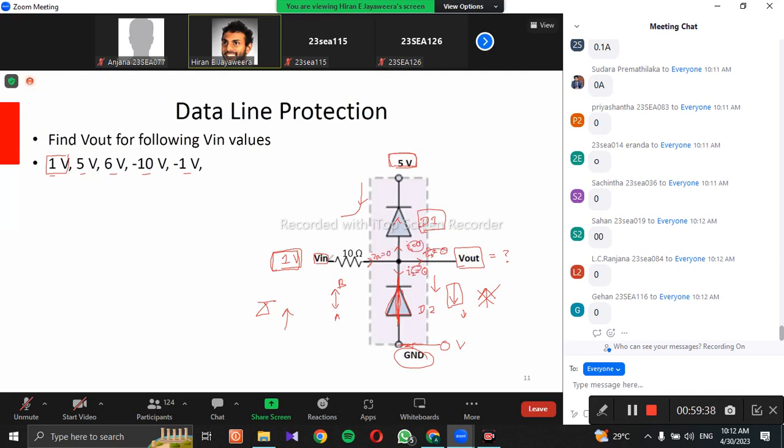So then what can you say about the potential at this point? It's the same as the potential at this point because there's no potential drop across the resistor, because the current is 0. So you have 1 volt here. From this side, you are getting 1 volt. So it's the same conductor.